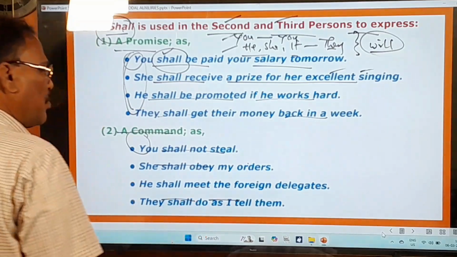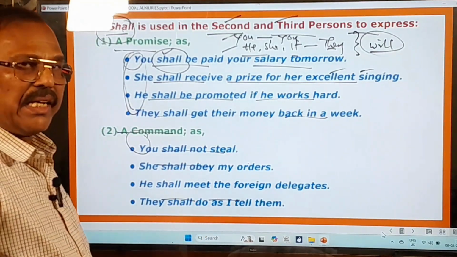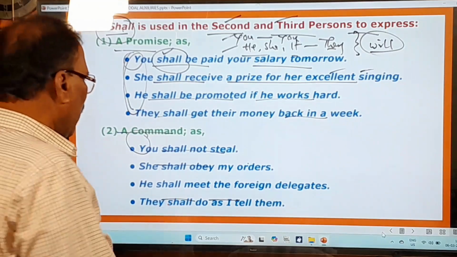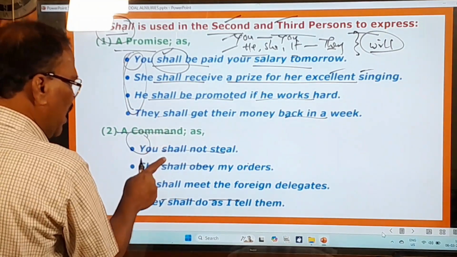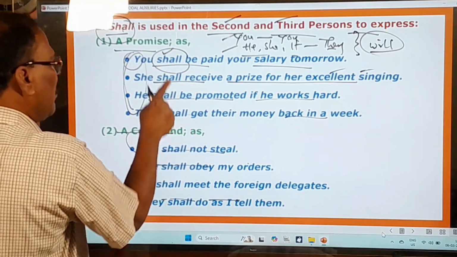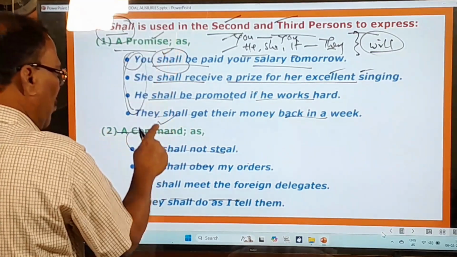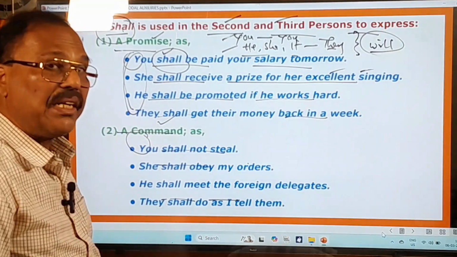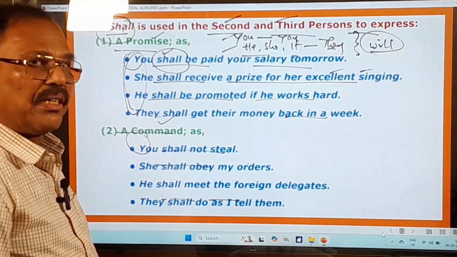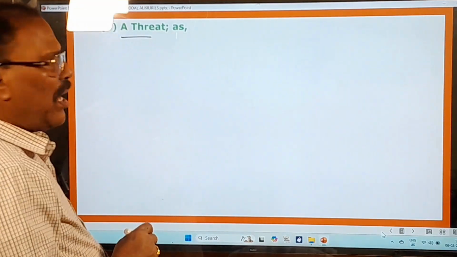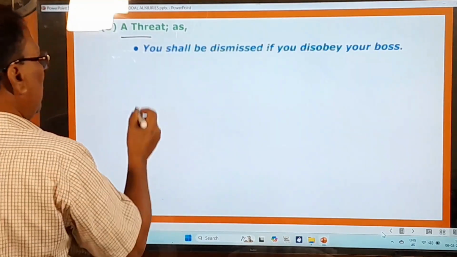Okay, they shall do as I tell them. So here in all these examples, the shall is indicating a command. In the earlier examples, the shall was indicating a promise, and in all these examples it is indicating a command. And now what else will it indicate? Let us now look at other things. The shall also indicates a threat. How? Let us look at the examples.